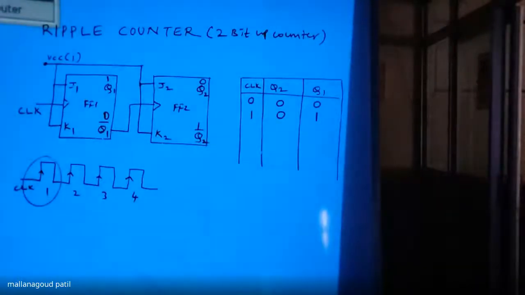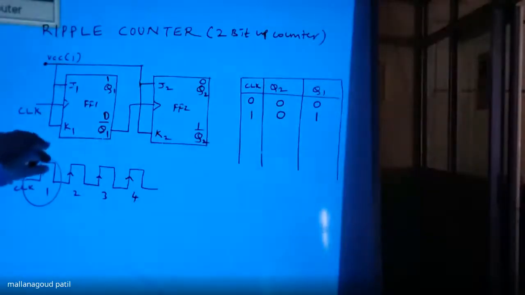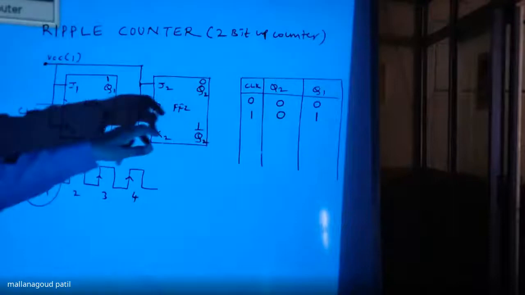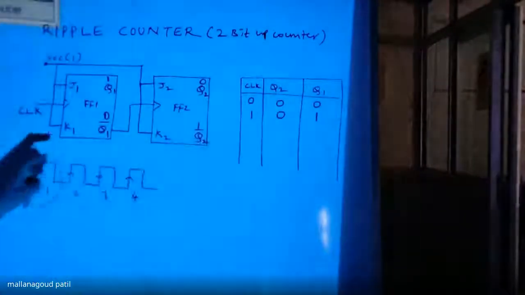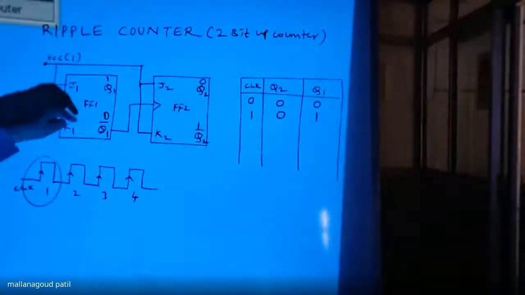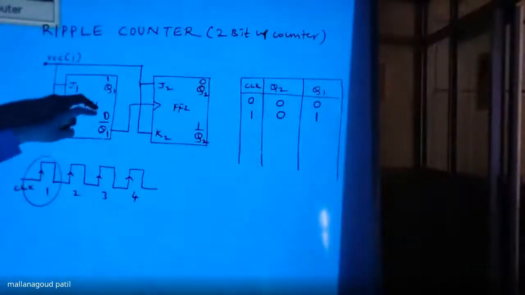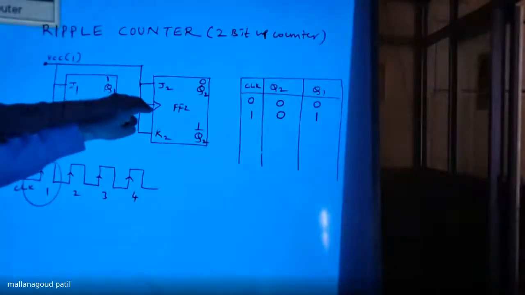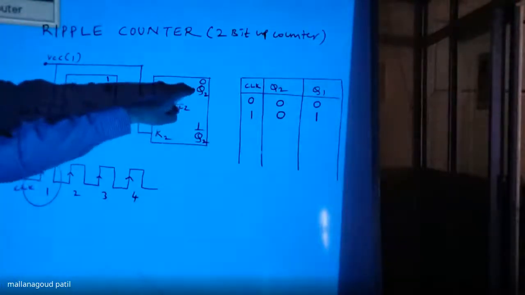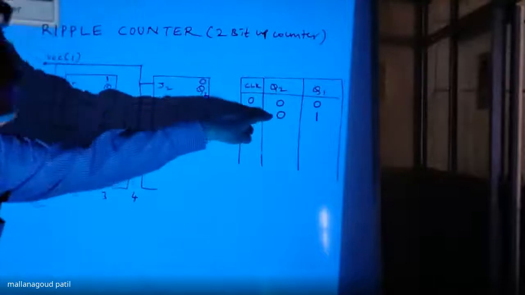Any doubt here? You have to ask here only. Initially, Q1, Q2 are 0, 0. When you apply the clock for the first flip-flop, it will toggle. Then Q1 will be 0 to 1. When Q1 is 1, then Q1 bar will be 0. Q1 bar itself will be the clock of the next flip-flop. Then the second flip-flop will not trigger. Then it retains. Q2 was 0 and Q2 will be 0.